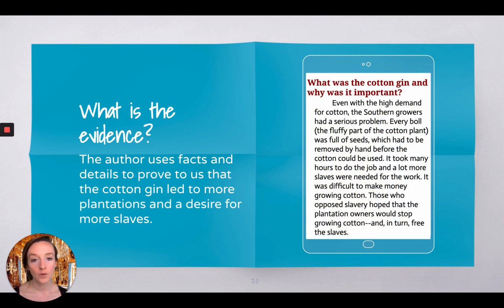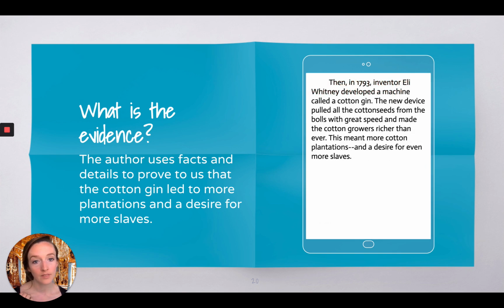And so if we're looking for evidence of that here, we're going to find the evidence right there in the yellow highlighting. The new device pulled all the cotton seeds from the bolls with great speed and made the cotton growers richer than ever. So that kind of led to, it was the cause of the cotton gin meaning more cotton plantations and more slaves.